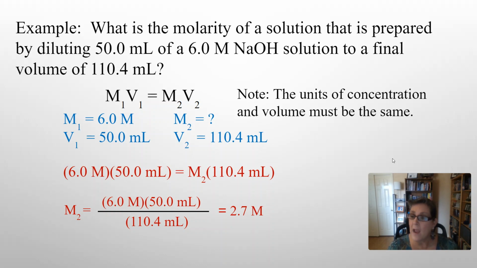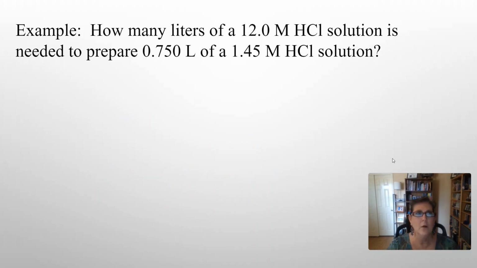Did it go down? We diluted it, so the solution concentration should go down. Well, it started at 6.0 moles per liter. Now it's 2.7 moles per liter. So yes, it went down. Good job doing a dilution calculation. We're going to do one more.